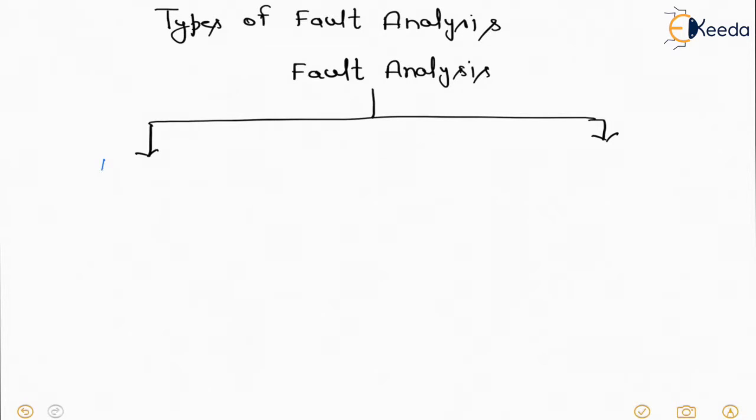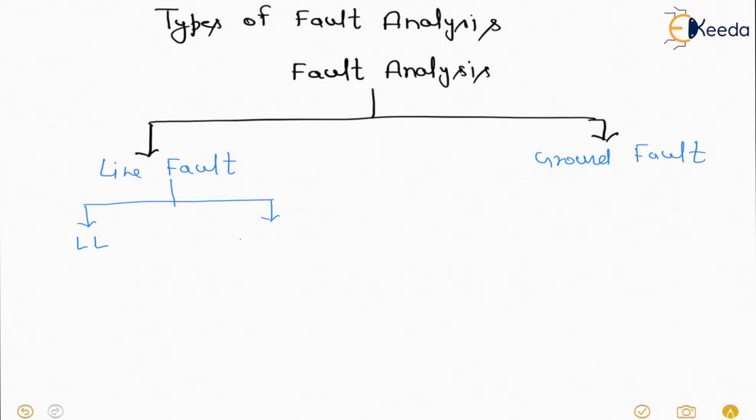So we can divide fault analysis based on line fault, and the second one is ground fault. If we look at line faults, there are many. The first one is double L fault, and the second one is triple L fault. This means there is no connection to ground during this kind of fault, that is, line fault.